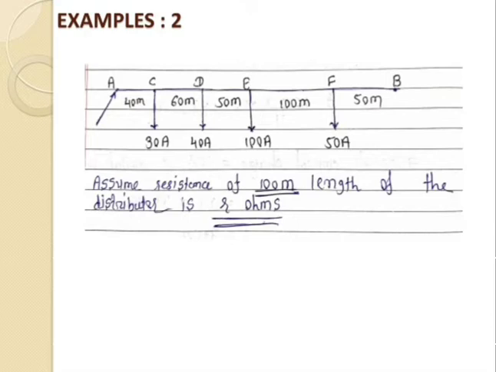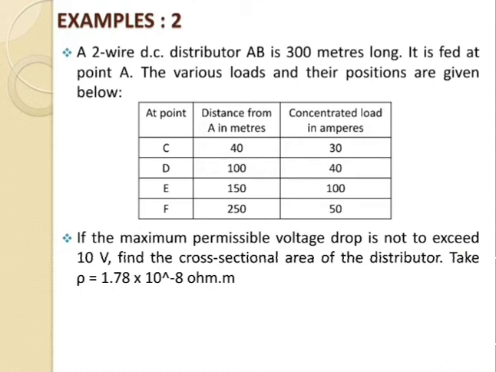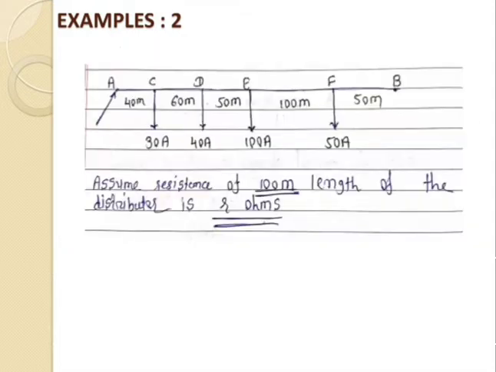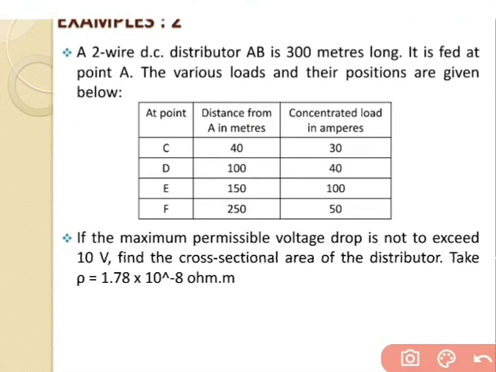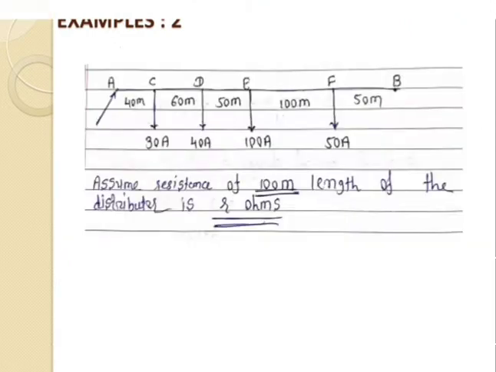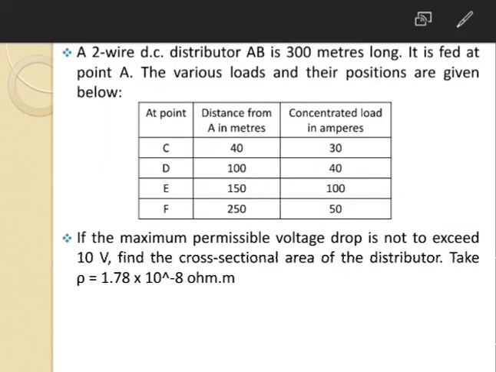If we start with the first point, that is C, the next is the distance from A in meters. The distance from A to C is given as 40 meter, as mentioned in the figure. Next is the D point.